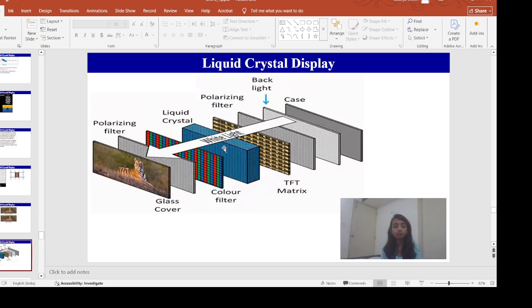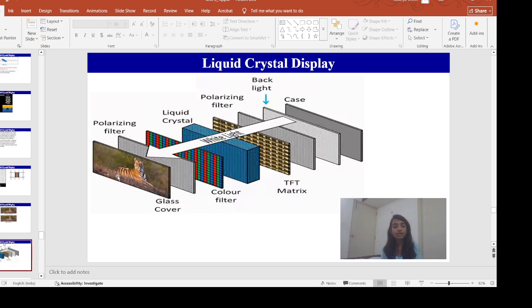Now this horizontally polarized light wave is allowed to pass through a color filter. Since we already have this horizontally polarized light wave, it is allowed to pass through the horizontal polarizing filter. So obviously it will be easily able to pass through the horizontal polarizing filter and we will get a colored image on screen.